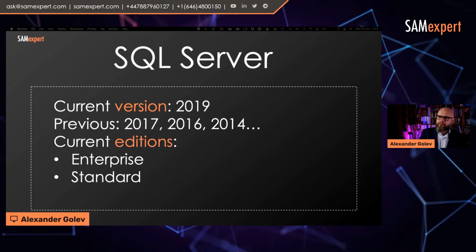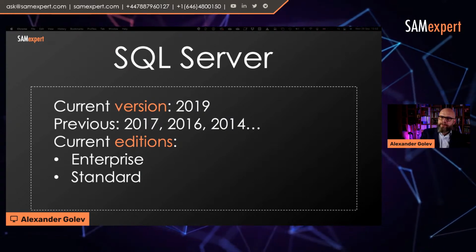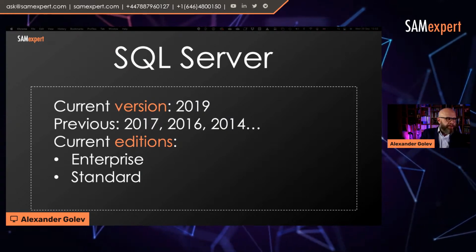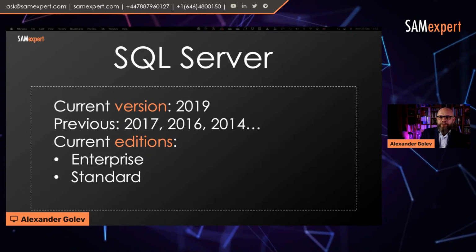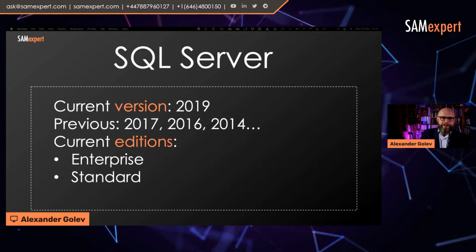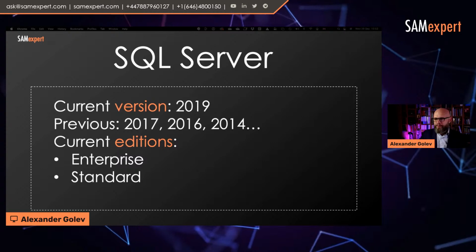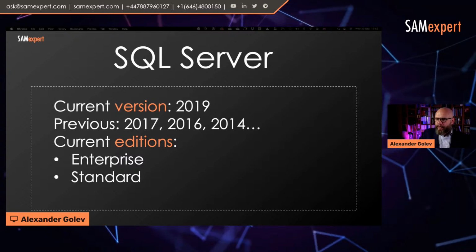My first SQL Server that I really liked was SQL Server 2000, and then in 2005, Microsoft screwed it up a bit, but not the server itself. Server was great, but the management tools were bloated.